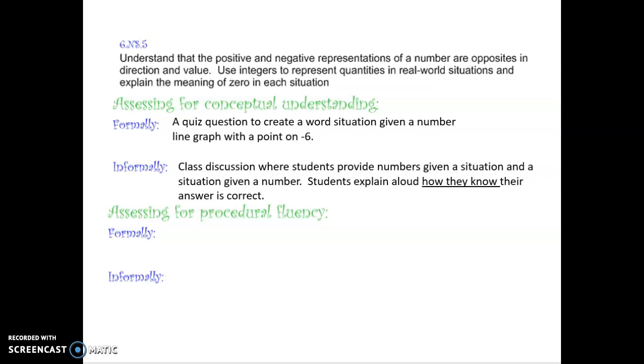All right, now if I talk about informally, this is 2 days before the quiz and I'm talking to my students and we are providing numbers given a situation. So if I give you some words, can you give me a number? And we're also going the opposite way. Given a number, can you tell me a situation that might go with it? And we're going to talk about how there are lots of correct answers to that. That's often mind-boggling in math, that there are lots of correct answers, not just one. Students are going to explain not just what their answer is, but how they know their answer is correct. So that's how I'm testing them for understanding.